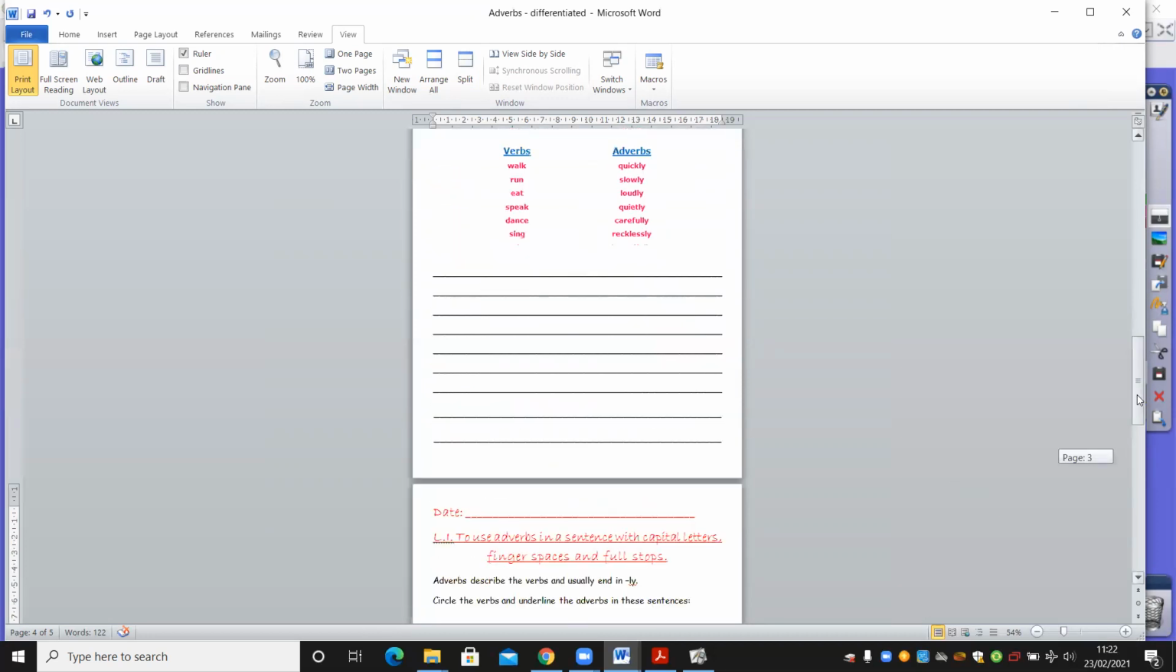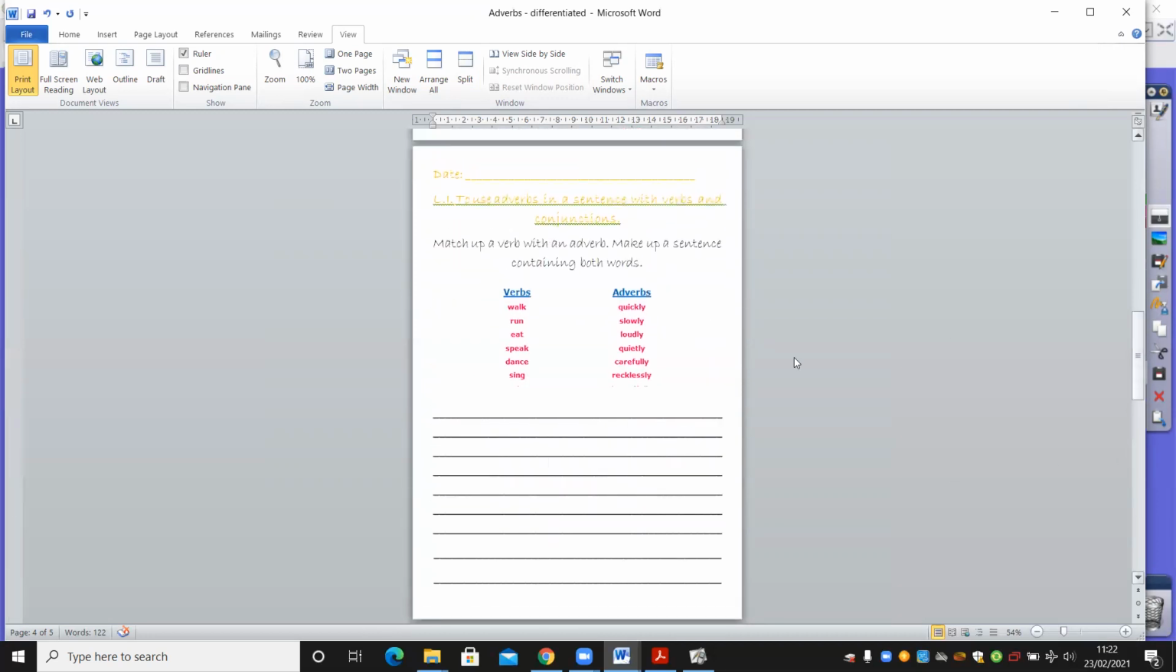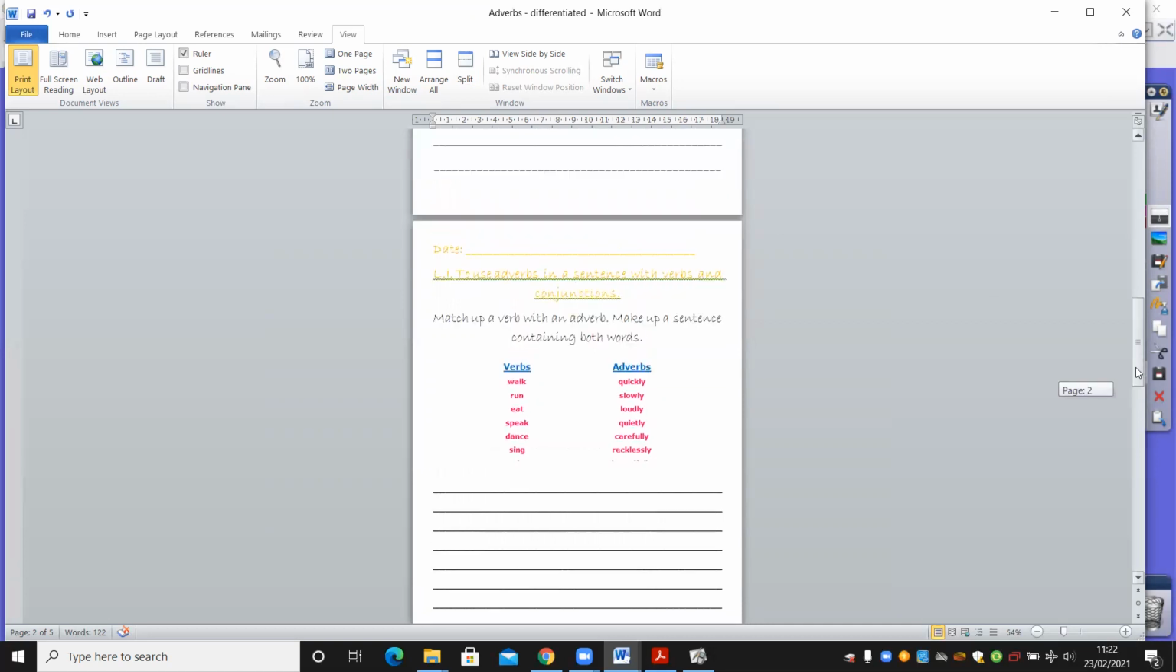The next difficulty of the task is to match up the verbs with the appropriate adverbs. So because we know that the adverbs describe the verbs, we need to match them up into pairs and then make up a sentence containing both words, both the verb and the adverb. Now the challenge for you is to make sure that you have a sentence which also has a conjunction in it. So not just a simple sentence, but a sentence with a conjunction in it.